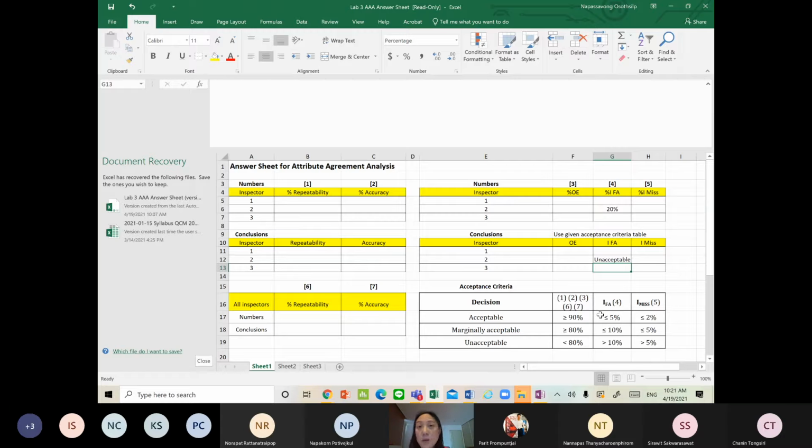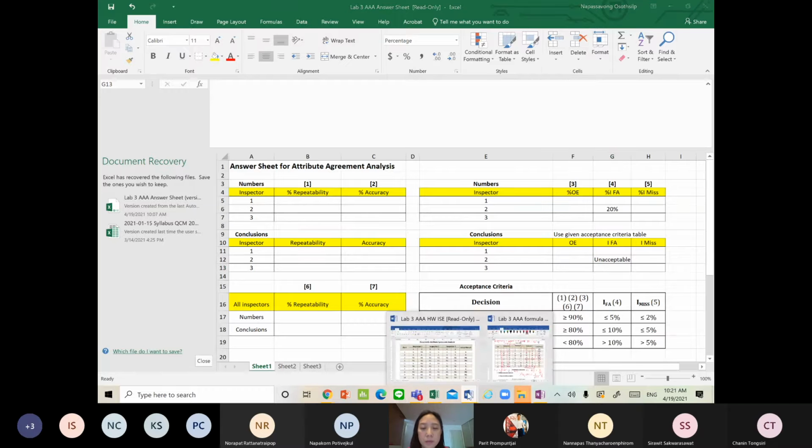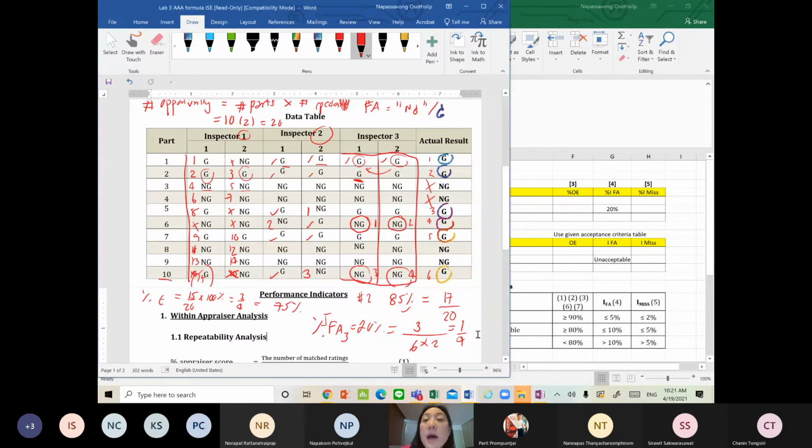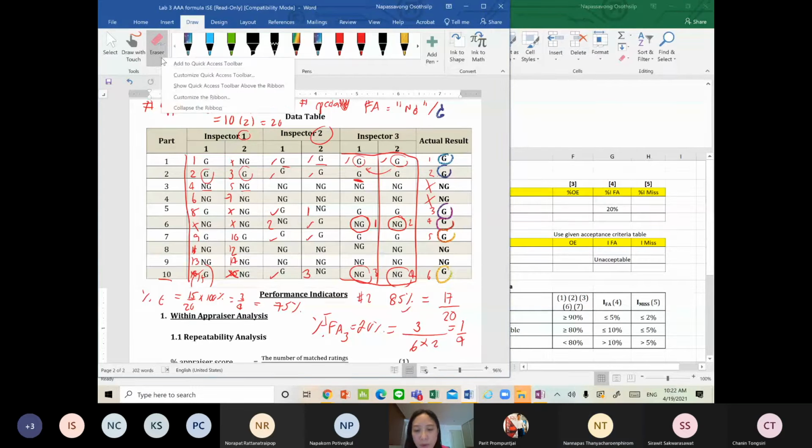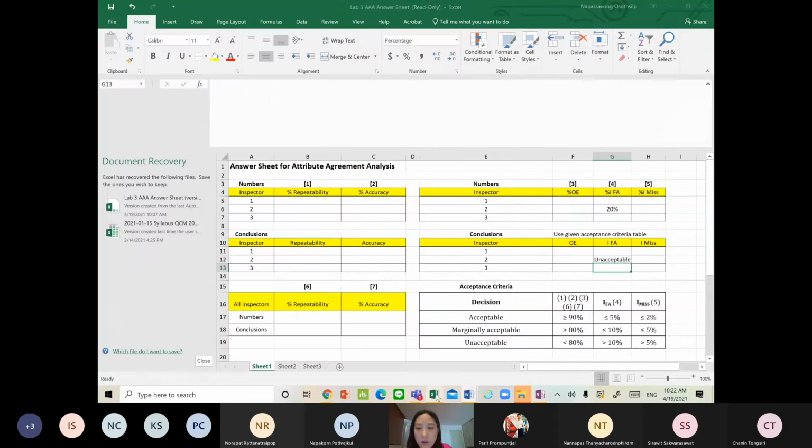Now you can do the same thing for inspectors 1 and 3. Now let's do that by yourself. Let's start with operator 1 first. 20% or 25%? Oh, I'm sorry, 1/4 is 25%. Good, thank you. Unacceptable, right?